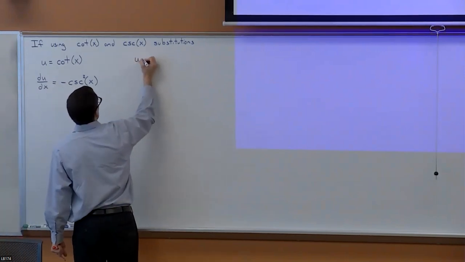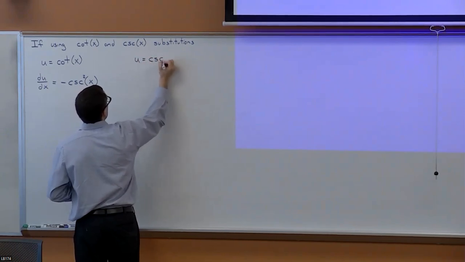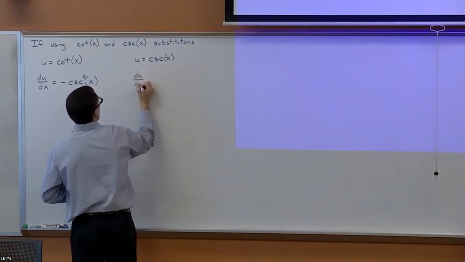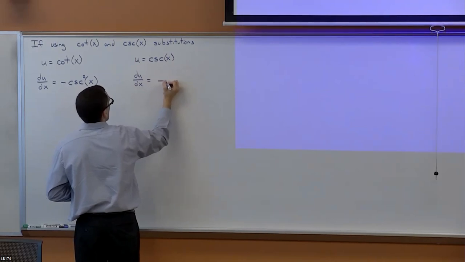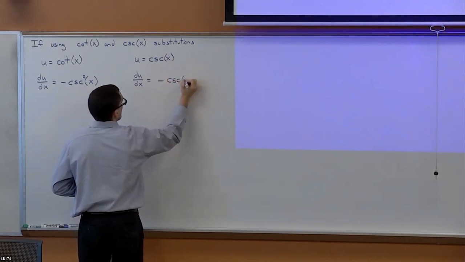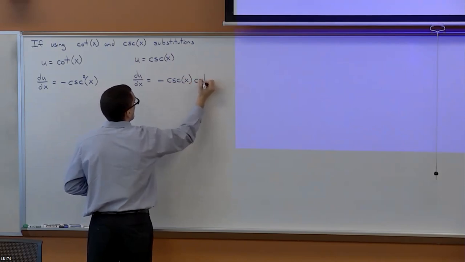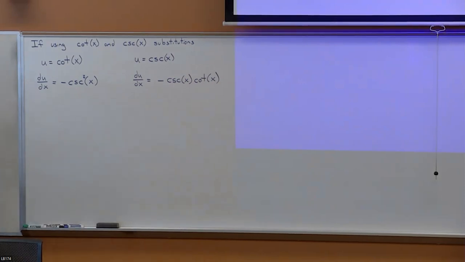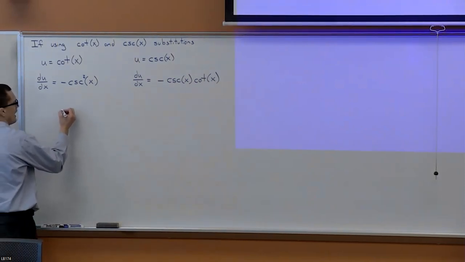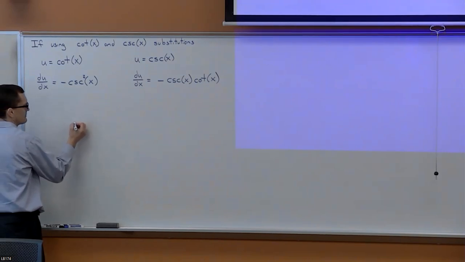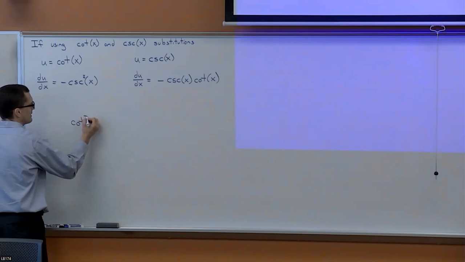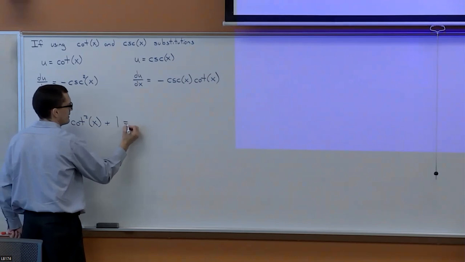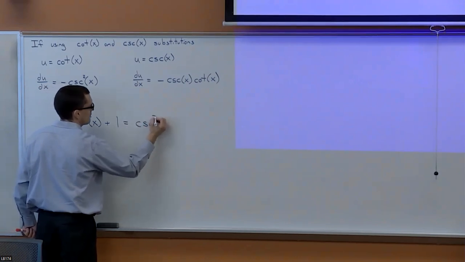And if you let your u be cosecant of x, then doing this exchange gives you negative cosecant times cotangent. And then the Pythagorean identity becomes cotangent squared plus 1 equals cosecant squared.